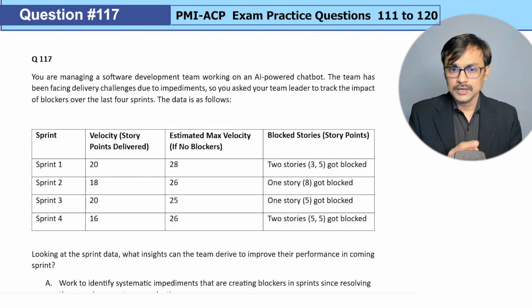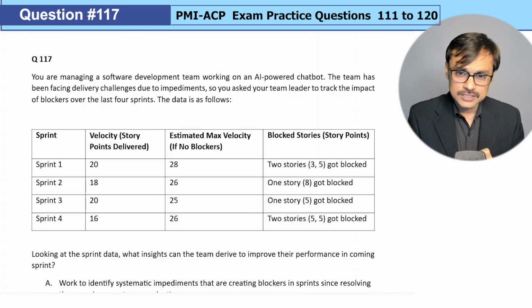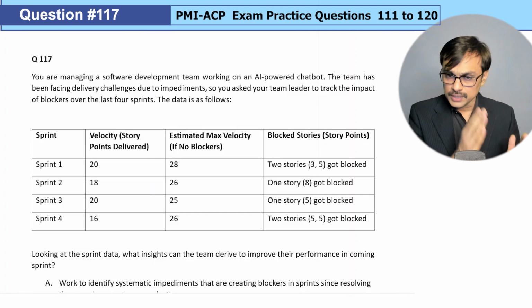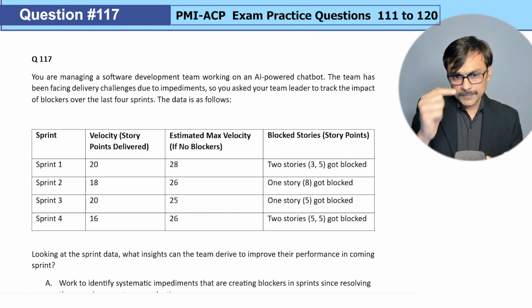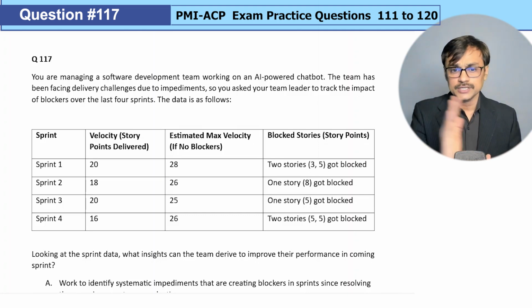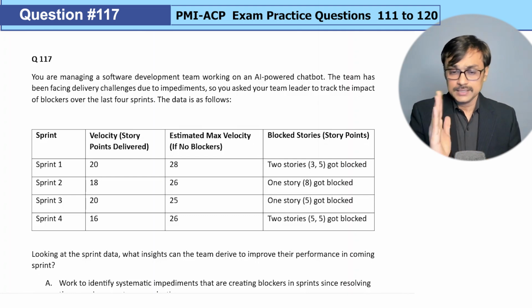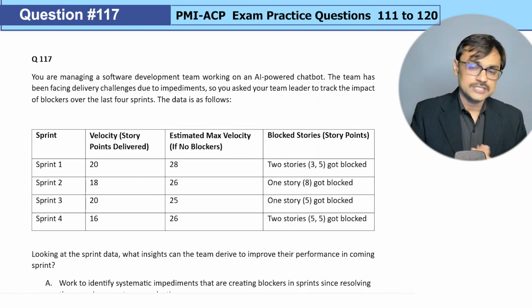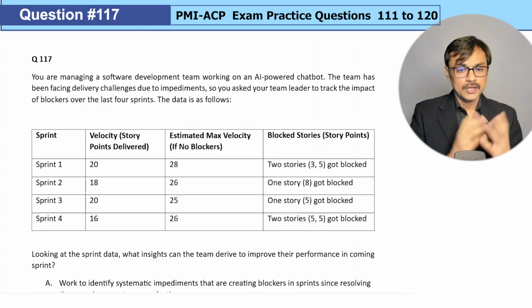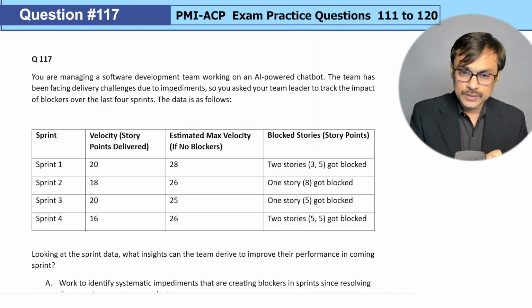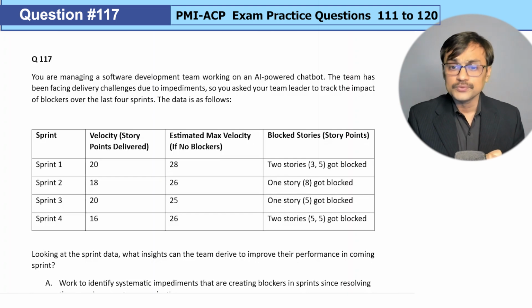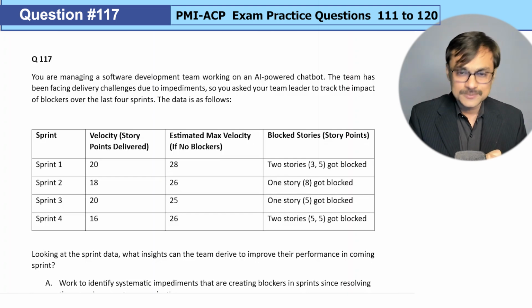We are planning as per our estimated max velocity, but we are unable to achieve it because we are consistently getting things blocked. Our planning is consistently around 25 to 26 story points in this data. But our real velocity is coming between 16 and 20, while our planning is still going to 25 to 26. It looks like the team can commit to this much work on a consistent basis. Now, looking at the sprint data, what insight can the team drive to improve their performance in the coming sprint? So what should we do?